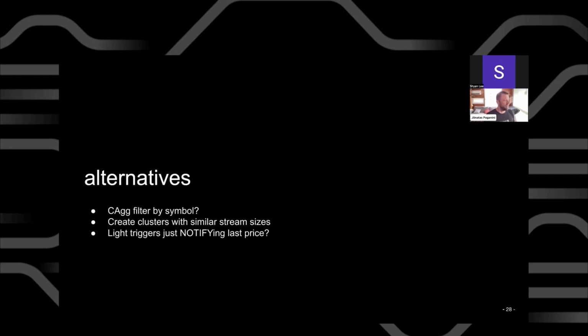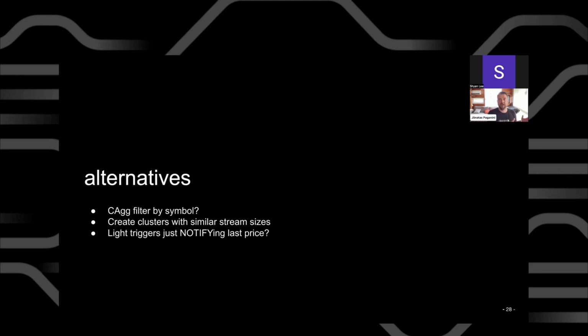That's it. Another alternative is continuous aggregates filtered by symbol. I would like to call attention here. For example, you don't need to track all the things. You just need to track a subset of things.